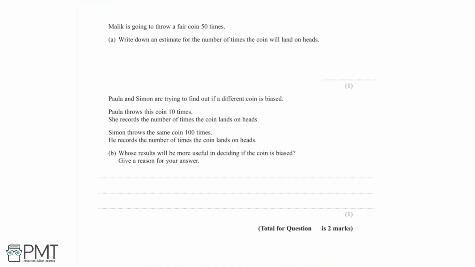In this question, we're told that Malik is going to throw a fair coin 50 times, and in part A, we need to write down an estimate for the number of times a coin will land on heads. Now a coin has 2 sides, heads and tails. Now if the coin is fair, just like Malik's coin, we know that it's equally likely for the coin to land on heads or the coin to land on tails.